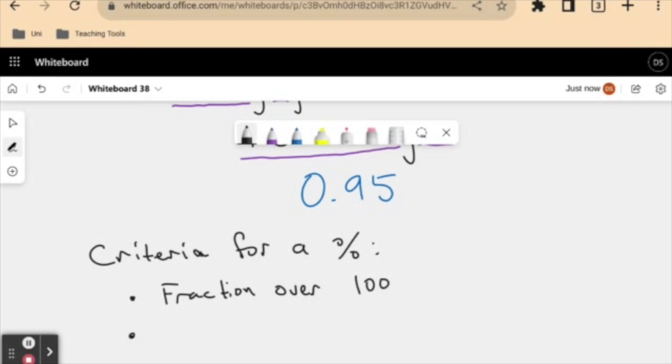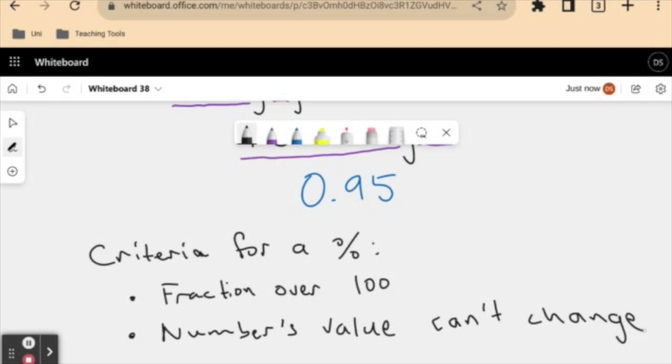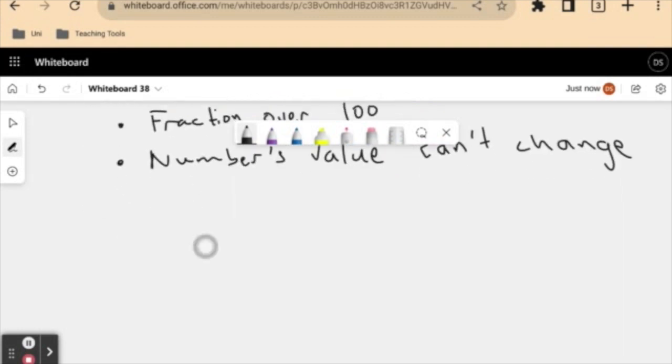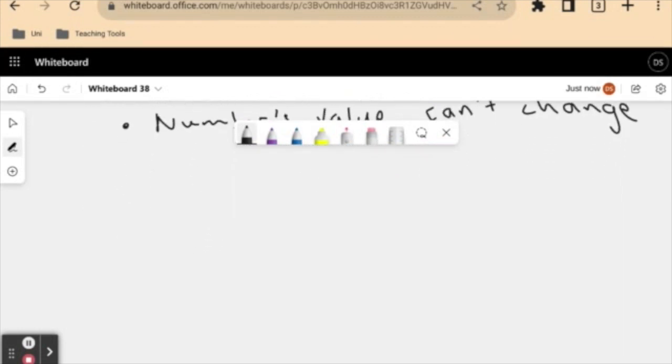So I'm going to write here that the number's value, so in this case from 0.95, can't change. Okay, cool. Sorry for the messy handwriting as well. I'm only just looking now and that looks a bit shocking. But let's have a look now.